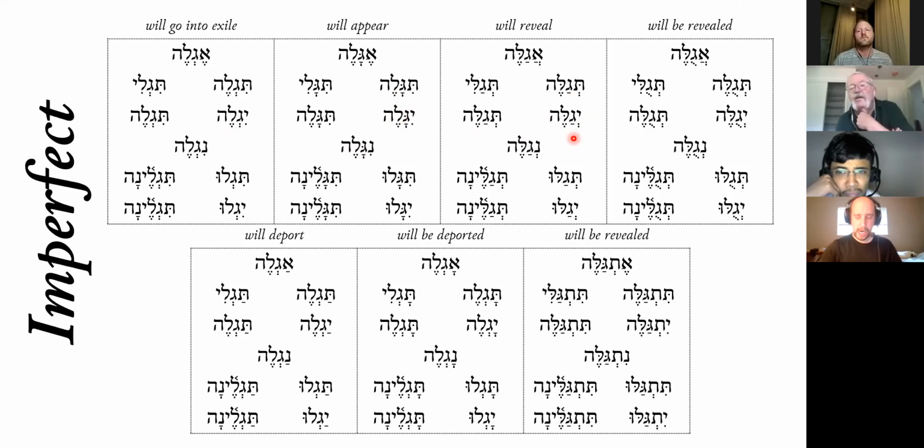This one? Yigale. Why is this lamed doubled? We're PL, right? PL, good. So that's the middle radical. Gimel lamed heh. The middle radical is doubled.